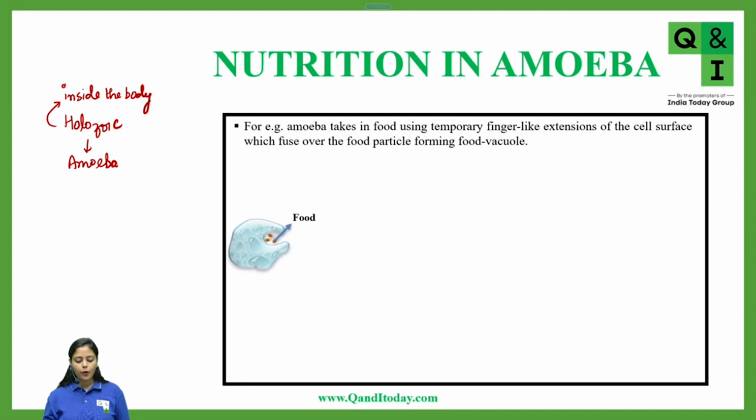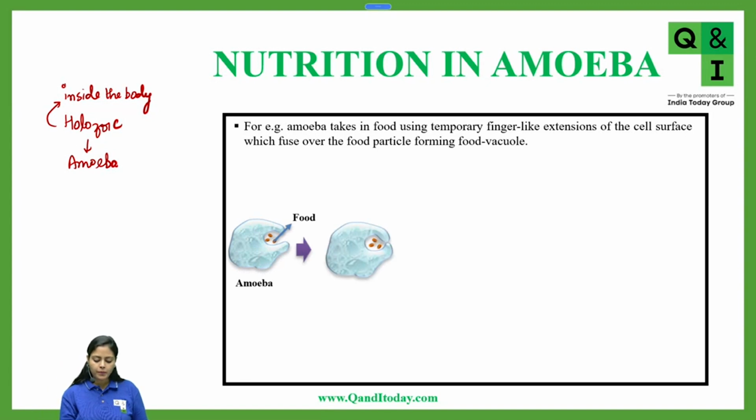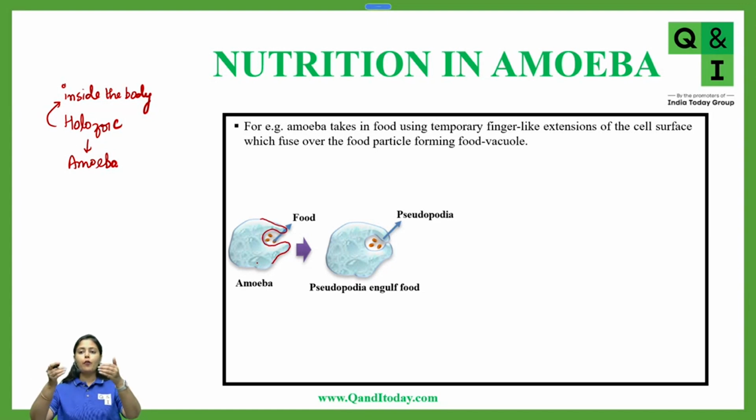So now let's see from here. This is amoeba, and in the amoeba's vicinity, food is present. Now, amoeba will do what? Amoeba is basically extending or projecting itself surrounding the food particle. It is forming some extensions which are trying to capture the food particle. These extensions are called pseudopodia.